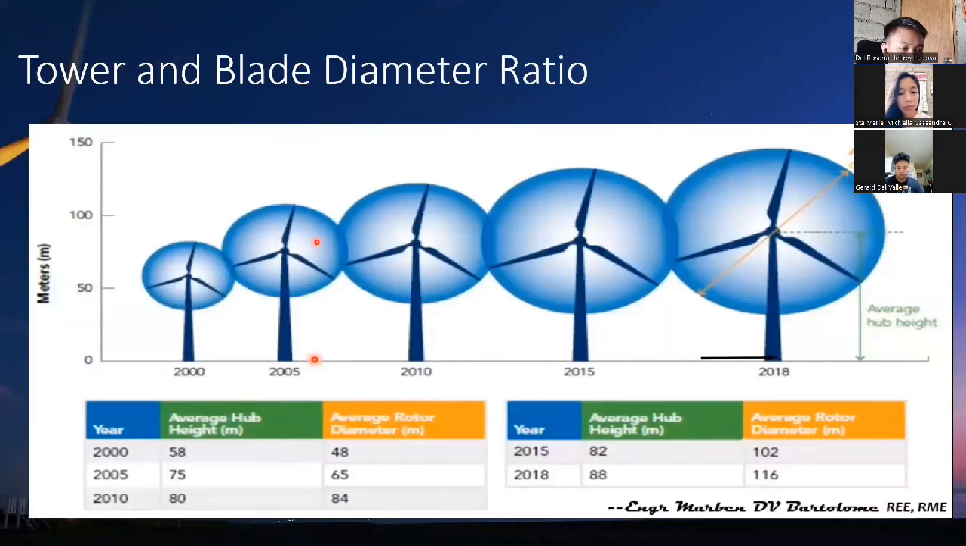So, ito yung tower and blade diameter ratio. Pag pataas siya, palaki yung nakukuha na electricity kasi mas malaki yung nakukuha nilang hangin. And then, pag malaki yung range niya, mas marami rin nakukuha na wind and mas marami din na produce na electricity.